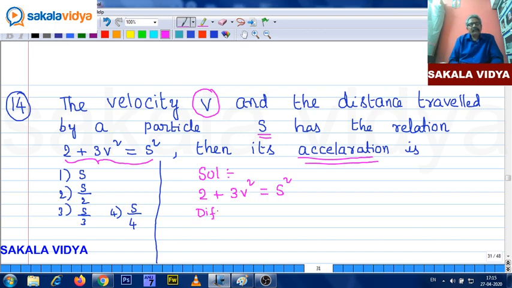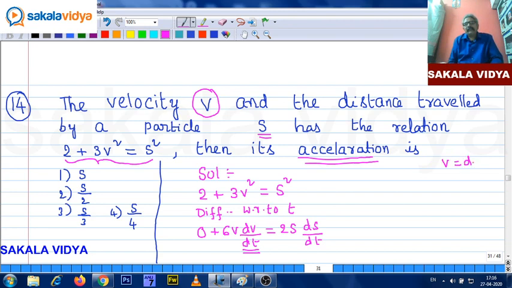Differentiate with respect to time t. So, that means you get now 0 plus v square differentiation 2v, that is 6v dv by dt equals to 2s ds by dt. But dv by dt is acceleration, and ds by dt is nothing but velocity. The rate of change of displacement is velocity, am I correct now?